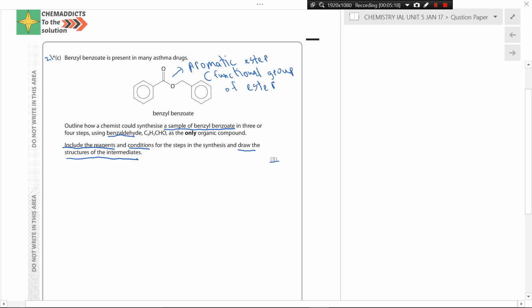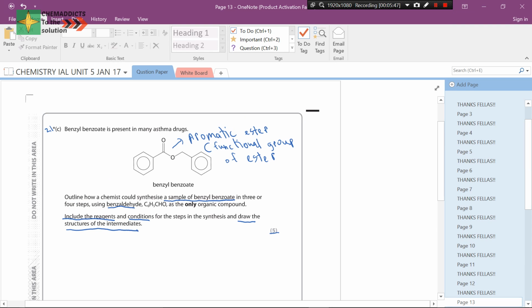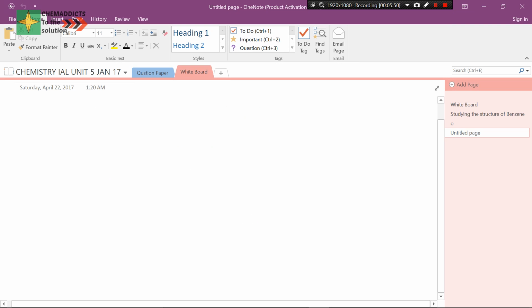So in this question we should include these ingredients. We are going to include reagents, conditions, and the structure of the intermediates as well. Okay, fine. So let's get back to the whiteboard and discuss some of the important aspects of this question, the concept regarding this question.